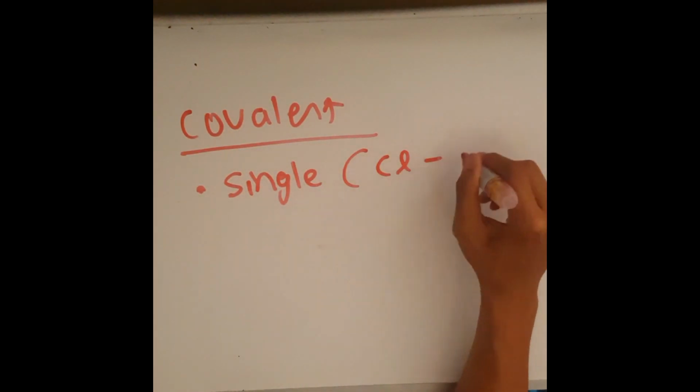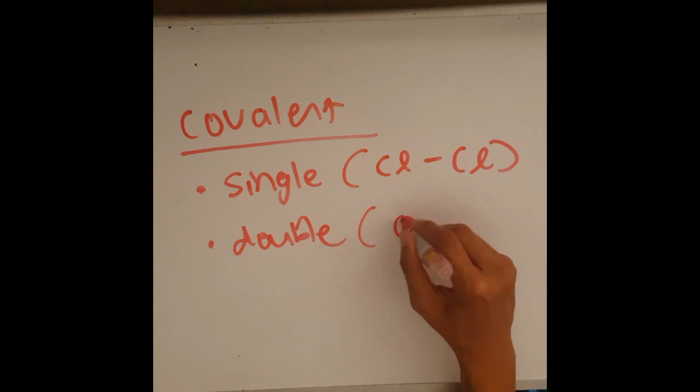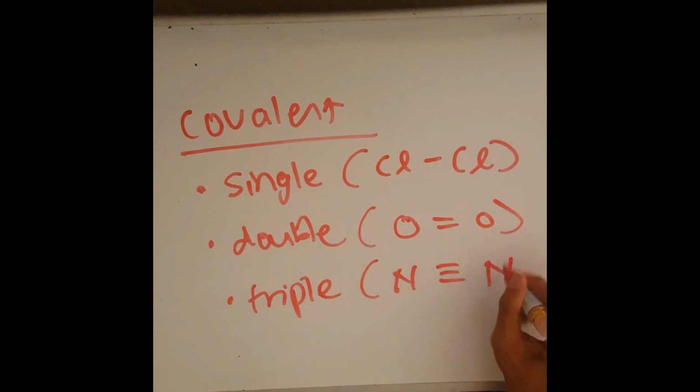is super stable. There are three types of covalent bonds. The first is single, which is chlorine. Now, oxygen will have double bonds, while nitrogen will have your triple covalent bond.